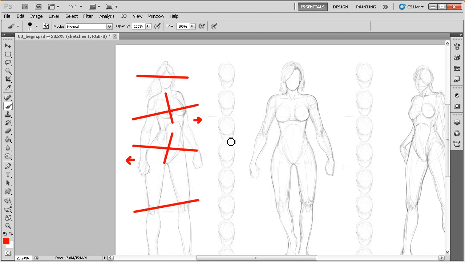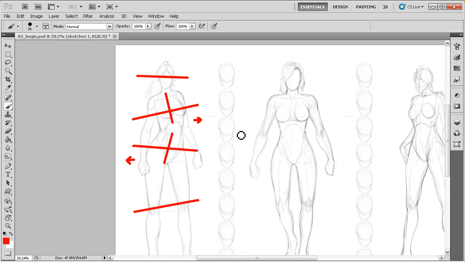Now, the more we push these angles, the more dynamic the pose is going to be, and we're also going to add more sex appeal to our character sketch in this case. So one thing to keep in mind is the further you push these angles, the less realistic the pose is actually going to be. You're going to border more on something like comic book style. So keeping that in mind moving forward is really, really important.